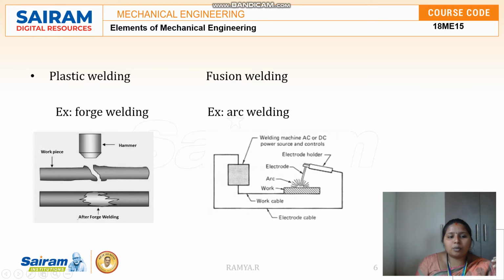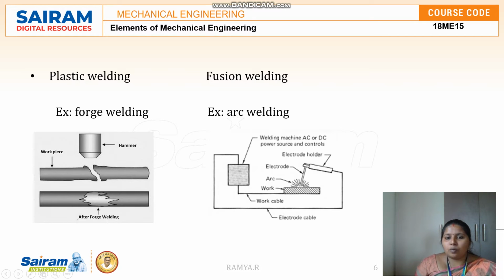Here in this diagram you can also see plastic welding. An example is forge welding, where there are two workpieces and the edges are heated up. The hammer is brought and when it is struck hard against the workpieces, a fusion is created, that is, the joints are fused. So this is plastic welding.